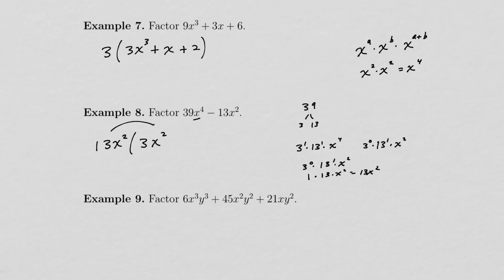And then I need a negative, and then again, it looks like it's just a 1, right? If I multiply 13x squared times negative 1, that gives me the negative 13x squared. So that would be the factorization of that. I'm just pulling out the greatest common factor of each term.